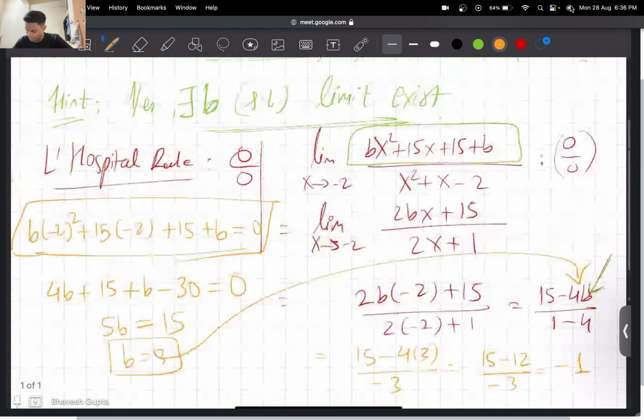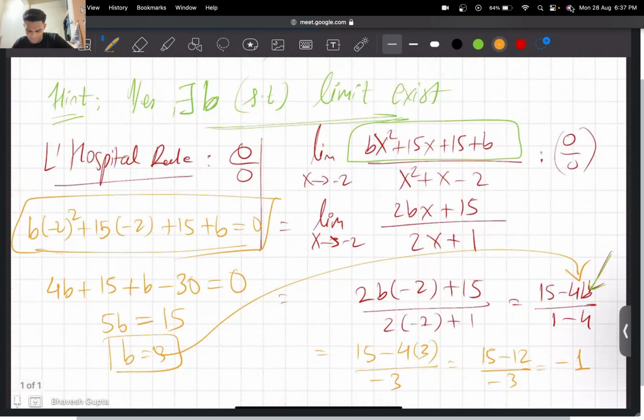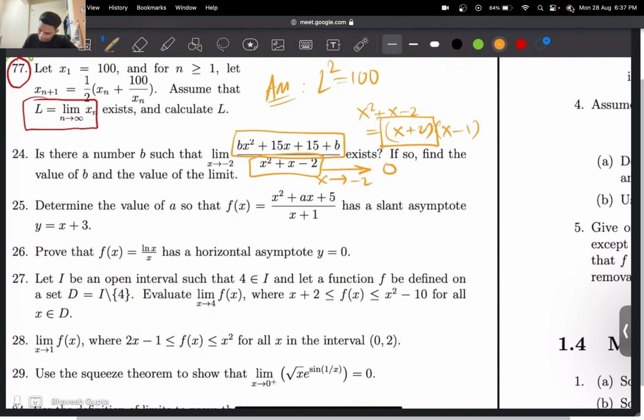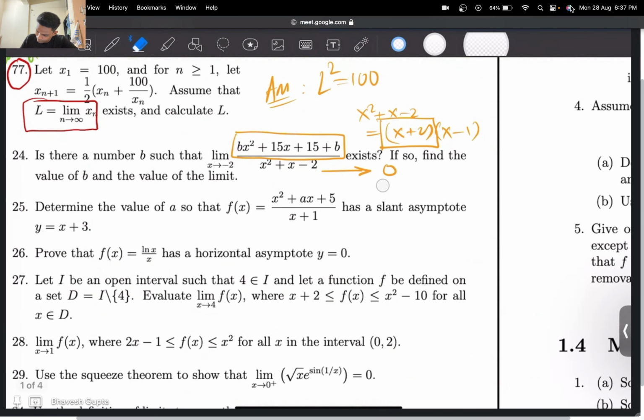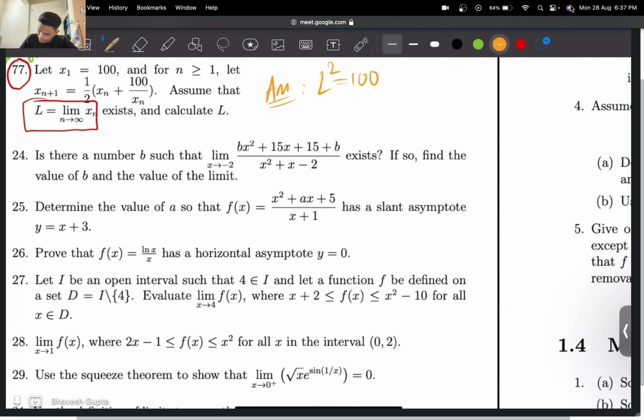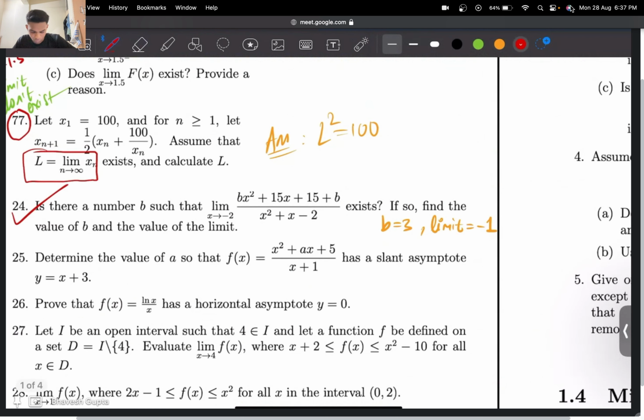Can I get a thumbs up so that I can understand you guys got this question? So the answer for this question turns out to be: the b value was 3, right? Yeah, 3, and the limiting value was -1. So we have discussed this question. But I want you guys to just try the 77th question because this is an interesting problem. This will teach you a lot of things.